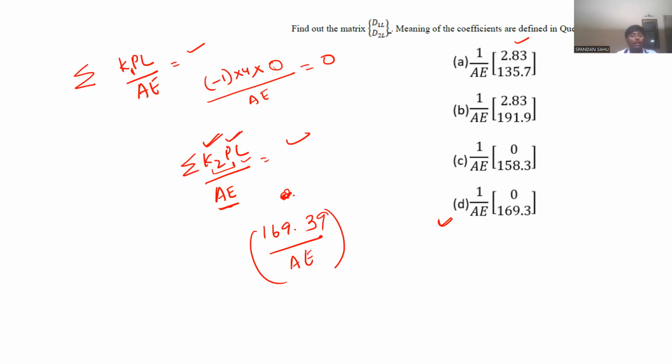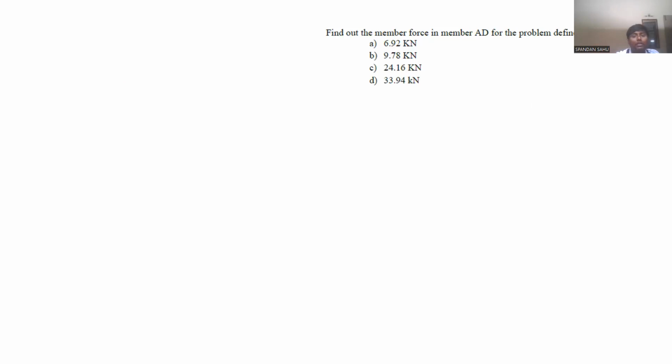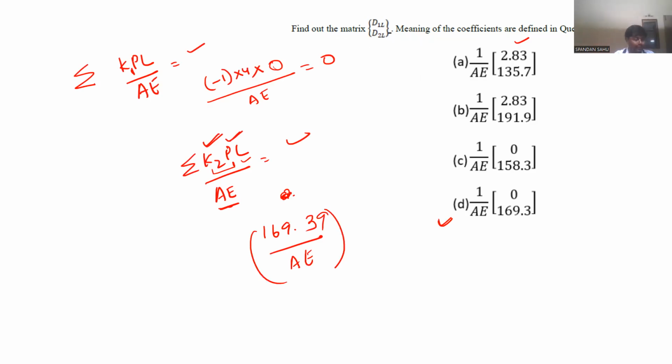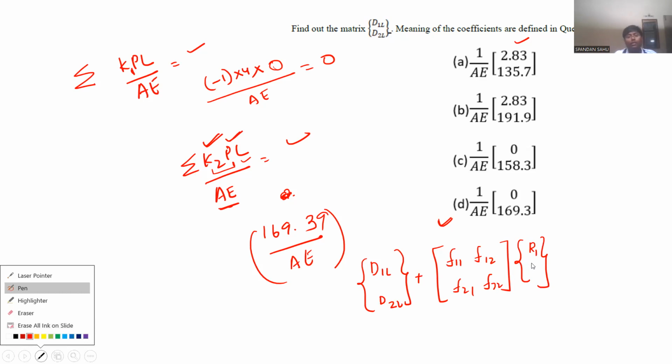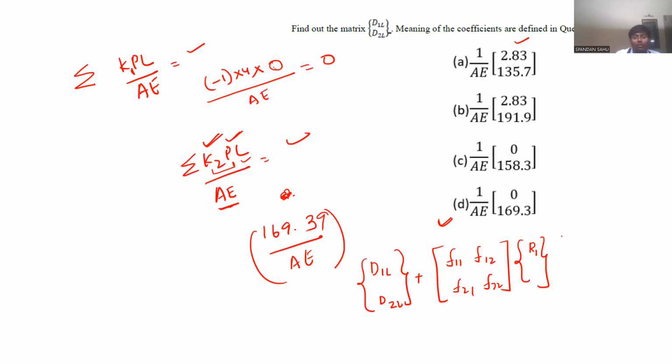Force in member AD can be calculated after you are done with this much. That is nothing but displacement. You apply the compatibility condition. Now, what will be the compatibility condition? Can you tell? It will be the vector D1L, D2L, plus the matrix F11, F12, F21, F22, times R1, R2. And that will be 0 and 0.